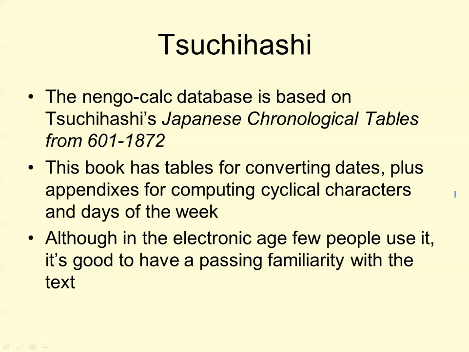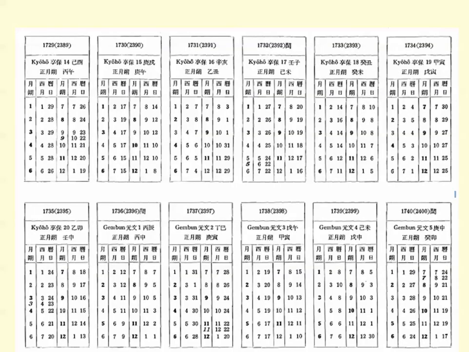It's nice to have. Admittedly, in the electronic age, very few people will use it, although it was the basis for Nengo Calc. And because Nengo Calc can sometimes have errors, just briefly I'd like to go over how Tsuchihashi is set up, and if you needed to use it, what that would entail. So I randomly picked a page to show you what it looks like in print.